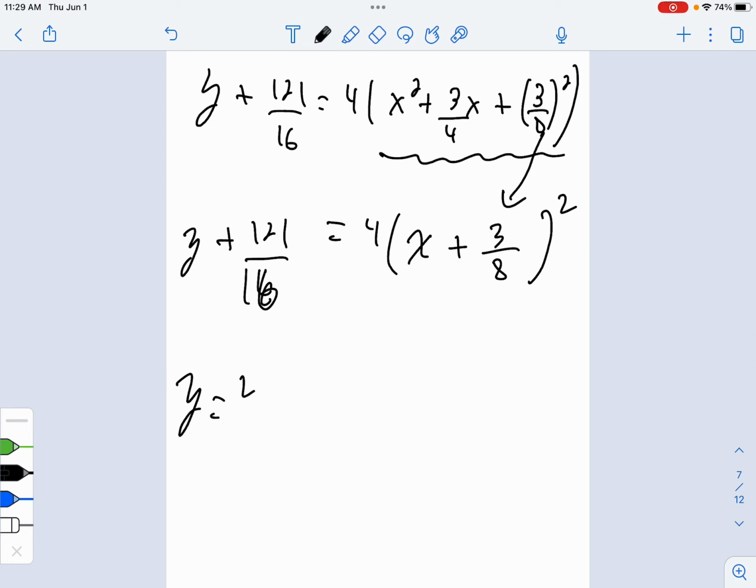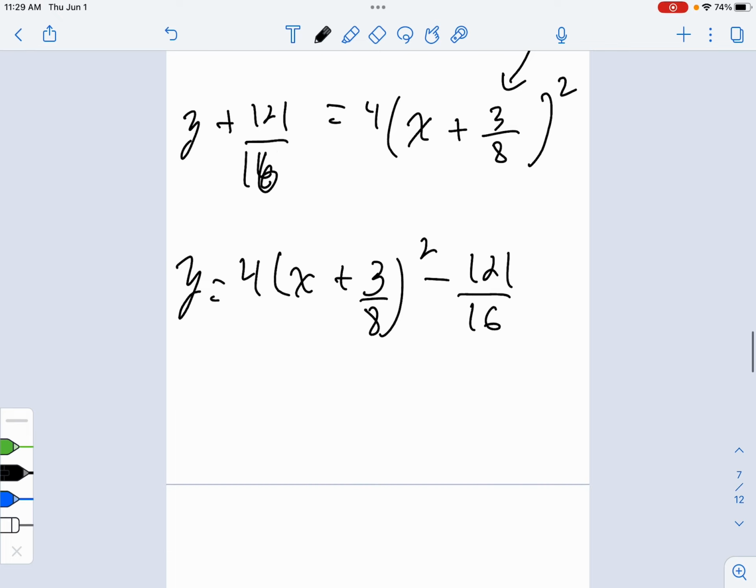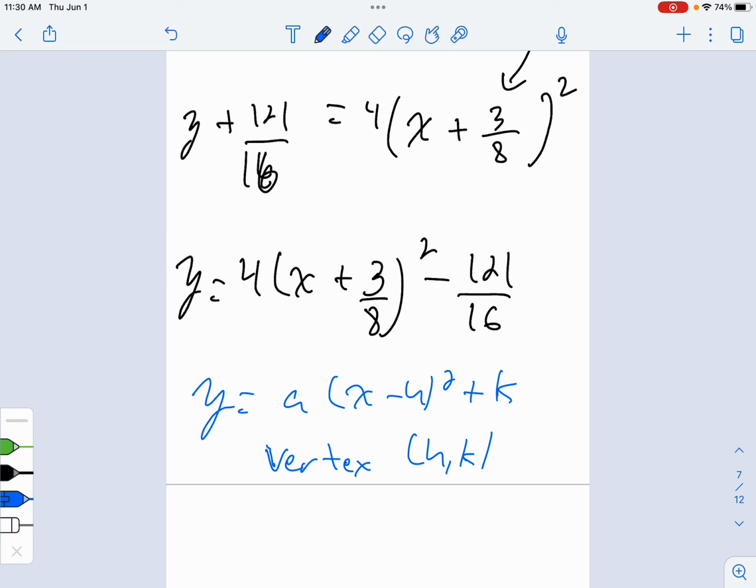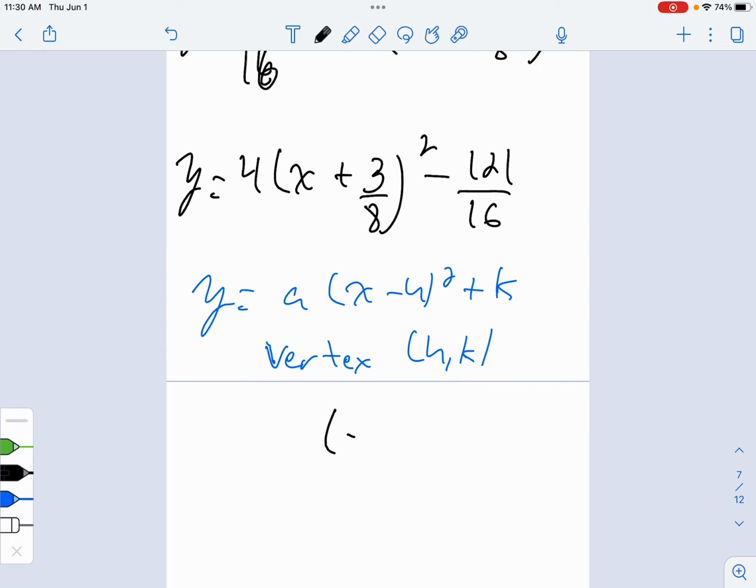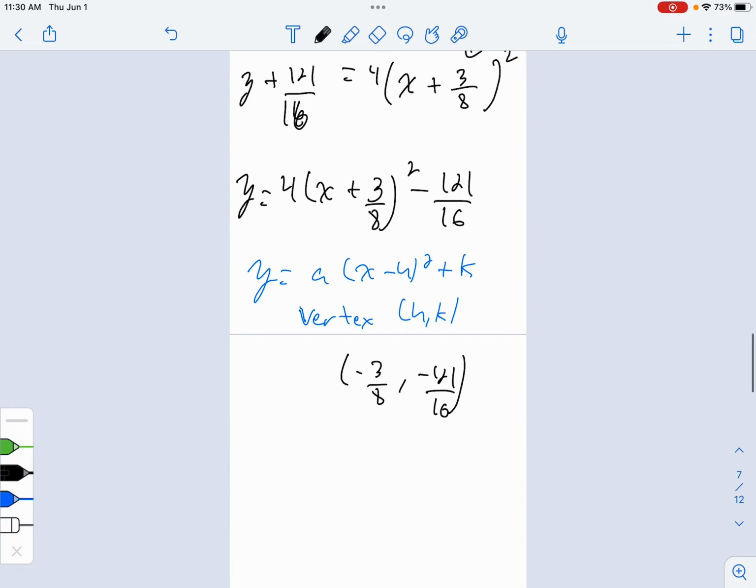We've got one more step, which is subtracting the 121/16 on both sides. And arguably, well, not arguably, it is in vertex form. What I meant to say is that arguably the vertex itself is the most important point on a parabola. In our case, the vertex would be -3/8, -121/16. Okay, all right, so we have the vertex.